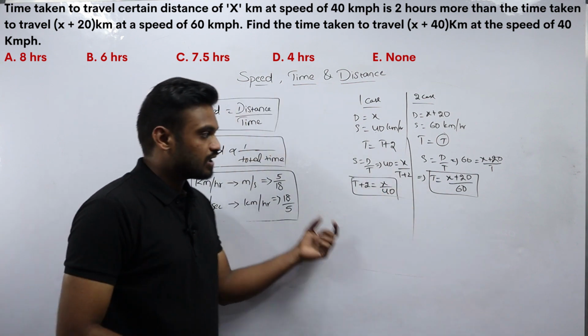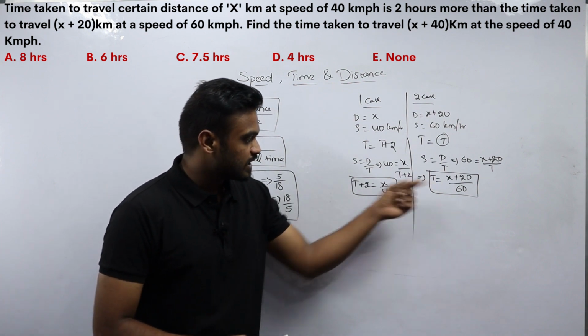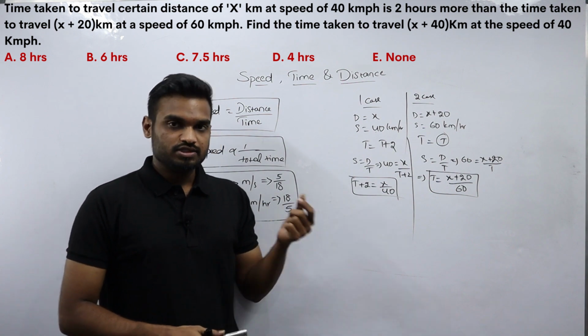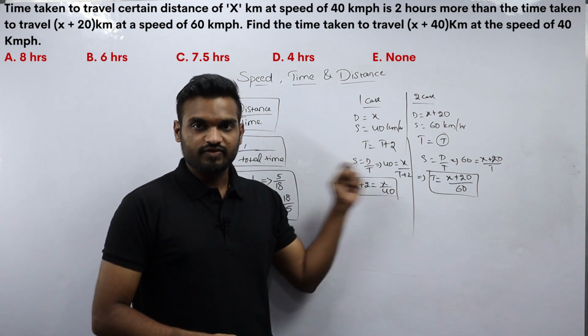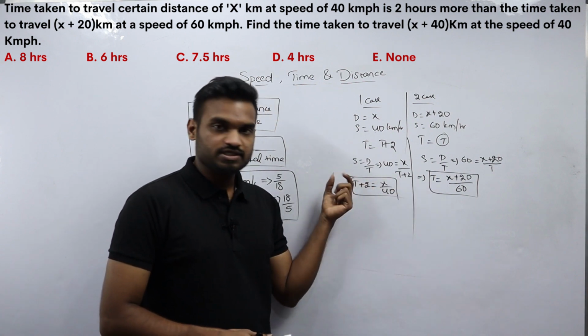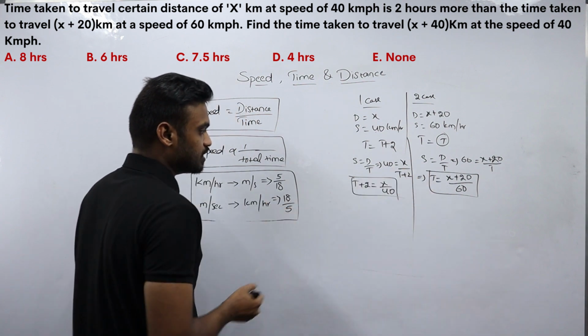Okay, now we already know the value of t. If I substitute the value of t in t plus 2, I will get the value of x. See here, I already know the value of t, in the second case. So if I substitute the value of t in the first case, I will get the value of x. See here, I am substituting the value of t here.